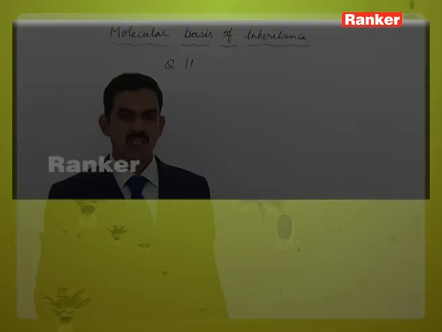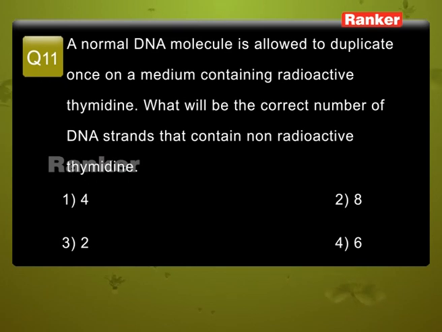Question number 11, a normal DNA molecule is allowed to duplicate once on a medium containing radioactive thymidine. What will be the correct number of DNA strands that contain non-radioactive thymidine? Options 1, 4; 2, 8; 3, 2; and 4, 6.